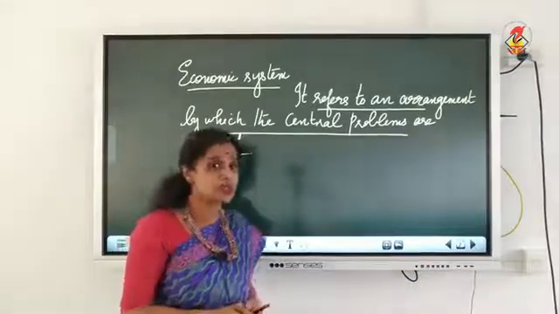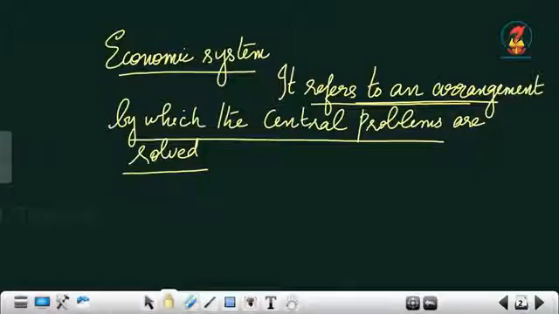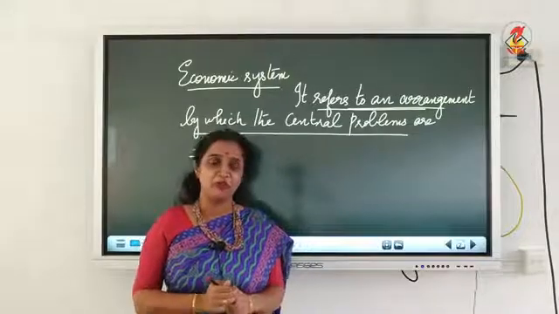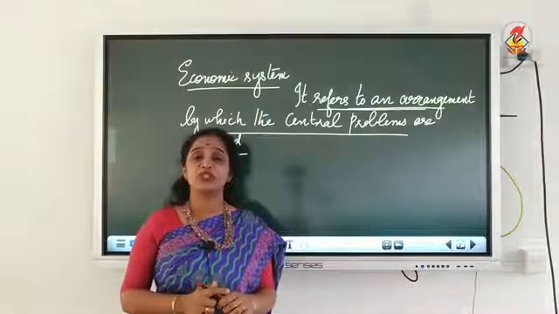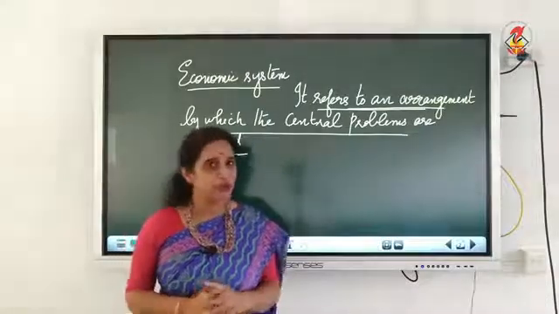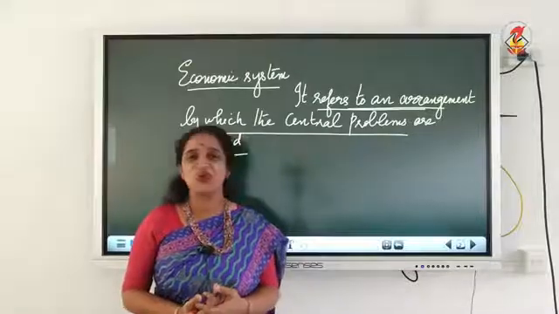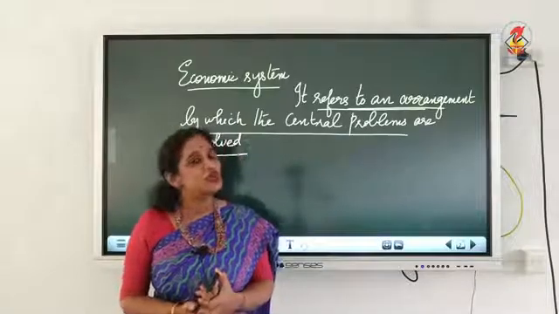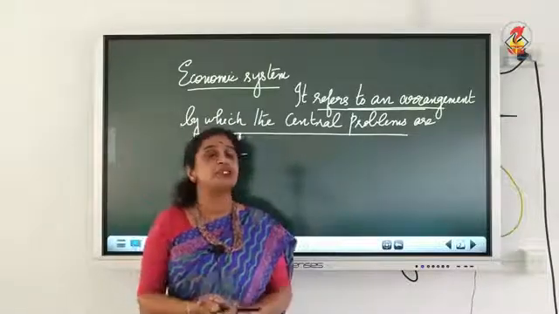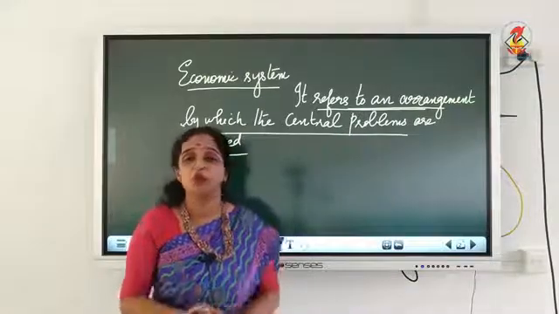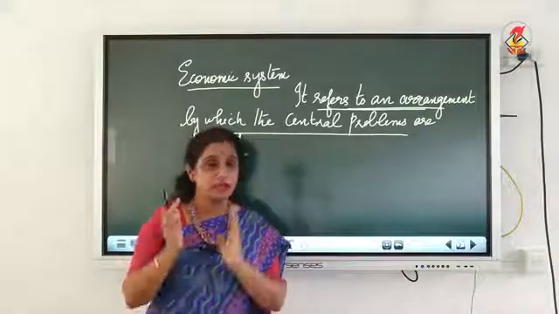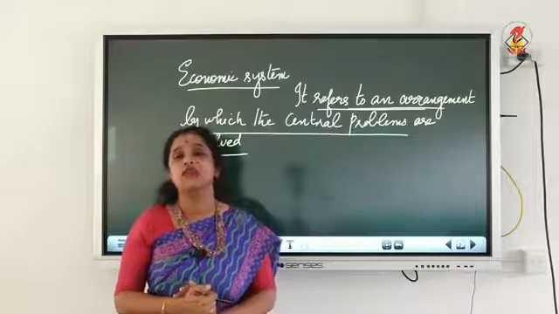So, what is an economic system? An economic system refers to an arrangement. Some arrangements have to be made to solve the central problems. You have learned about the central problems of an economy in class 11 microeconomics. The central problems are what to produce and in what quantities, how to produce, and for whom to produce. So, an economic system is an arrangement by which the central problems can be solved. To evolve a proper economic system was the major task in front of the government.